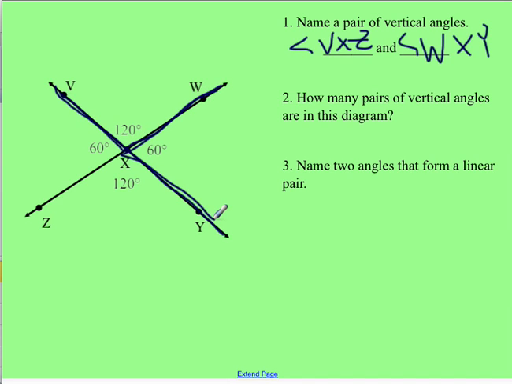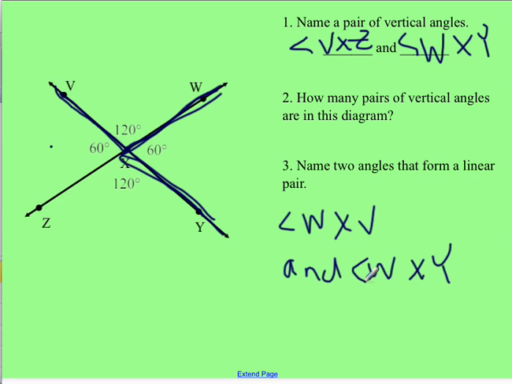So I'm going to name them. So I have angle, I'm going to start with the W, and then I'm going to go to the X, and then to the V. Now, you could also have named that VXW if you wanted. And I noticed that going this way, W, X, and Y, that angle is going to form a linear pair. I want you guys to pause the video and write down one other linear pair.